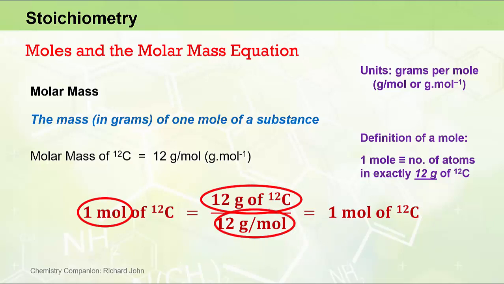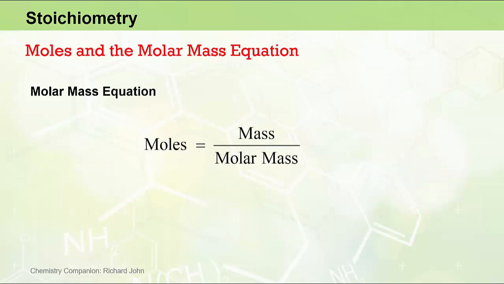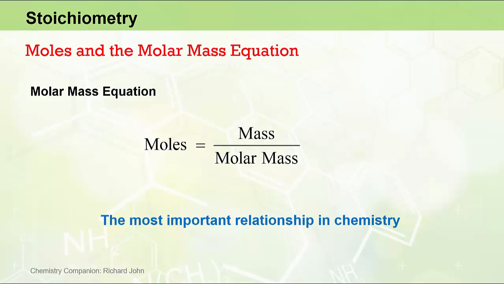And whilst this specific example involves carbon-12, this relationship will hold true for every other element in the periodic table, since the atomic masses of all elements are reported relative to the mass of carbon-12, as we have already noted in previous videos. So what we have now is a general relationship that holds true for all substances. Moles equals mass divided by molar mass. And this is actually the most important mathematical relationship in chemistry, and we're going to be using it a lot over the course of our chemistry studies.